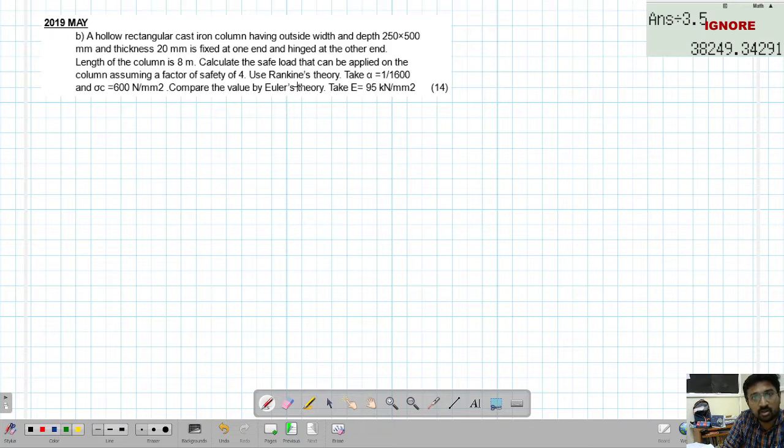Compare the value by Euler's theory. Take E equal to 95 kN per millimeter square. So it's a big question and it has huge marks also. Now we will get the given data here so that we will understand what we are dealing with.